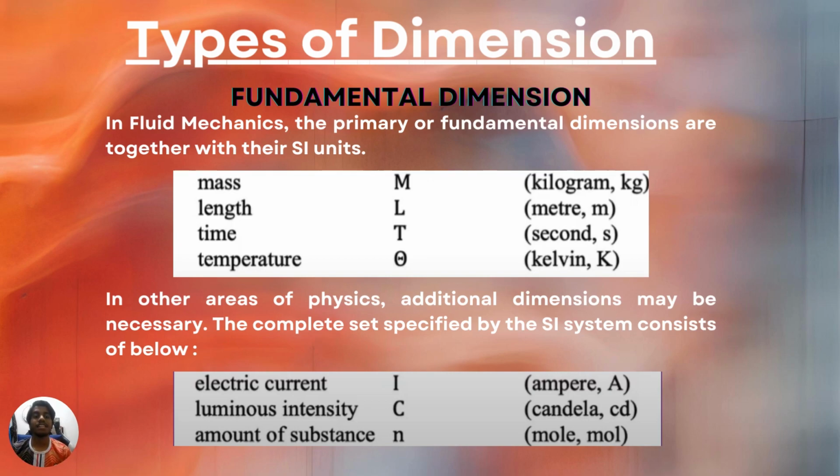Okay. In other areas of physics, additional dimensions may be necessary. The complete set specified by the SI system consists of the following: electric current, I, ampere; luminous intensity, C, candela; and amount of substance, mole. So the fundamental dimensions are basically the most basic dimensions that are involved in any calculations.